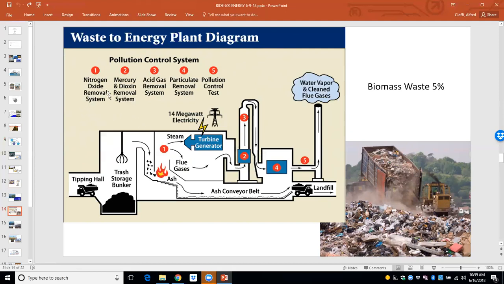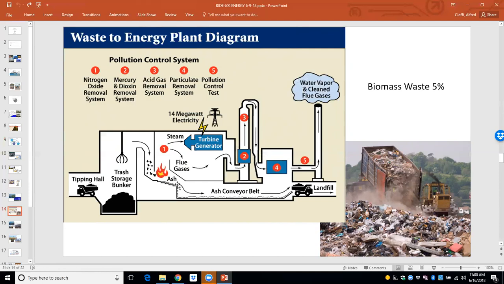So the first layer of gases is going to be nitrogen oxide. Second layer, mercury and dioxin are also filtered out, toxic chemicals. A third layer is acid gas removal. A fourth layer is particulate. Remember when we talked about parts per thousand and parts per million, PPT or PPM, this is particulate in the atmosphere that can cause irritation or asthma or things like that. So all these are different levels of filters that go in the system before the flue gases come out, including water vapor, those the steam that we see coming out of the chimneys.